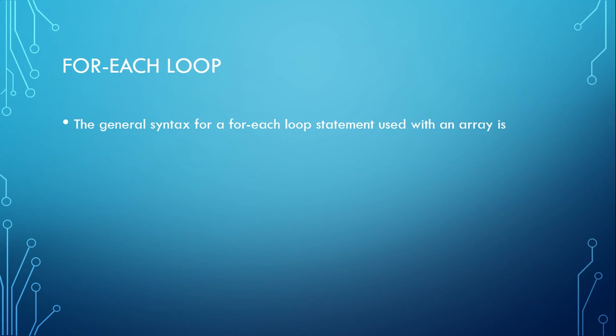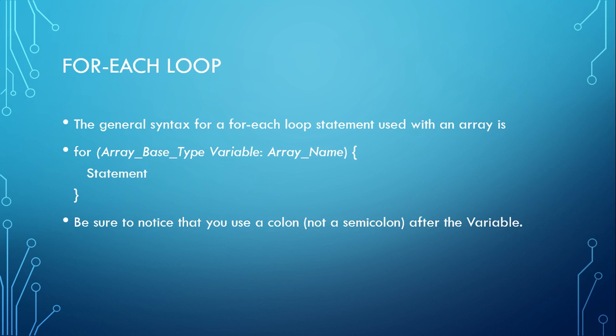All right. Now the general syntax for a for each loop statement used with an array is the following: for, array base type, so whether it's int, char, double, whatever, the name of your variable, colon, array name, and then whatever statement you're going to have it do, whether it's just a print line statement or something else. Now be sure that you notice that you use a colon, not a semicolon, after the variable. This is a very important distinction because up to this point we haven't really done anything with a colon. It's always been with curly brackets, semicolons, and now with starting arrays, braces. But now we are getting into using a colon in this example here.